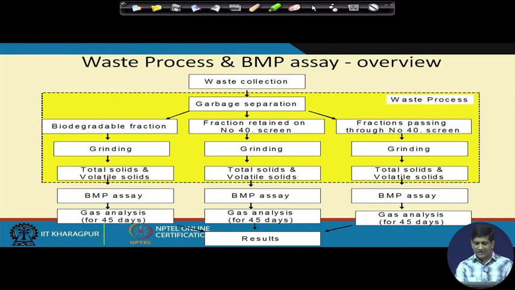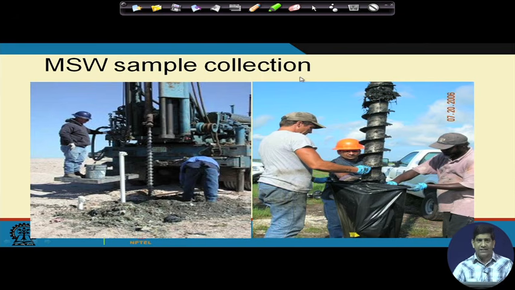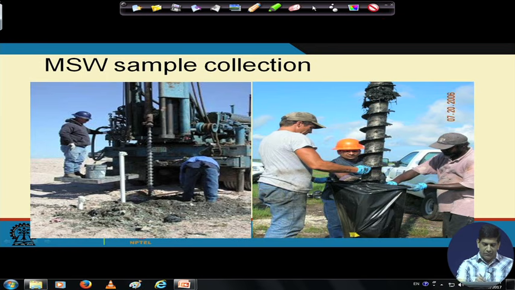If you look at this particular slide, this gives us the big picture overview. We collect the garbage, so you collect the sample, and this is how the sample is collected. We'll come back to that slide in a minute. Here this is from an existing landfill. We were actually drilling the landfill, so as you can see, we are doing some drilling over the landfill and then collecting the samples from these places.